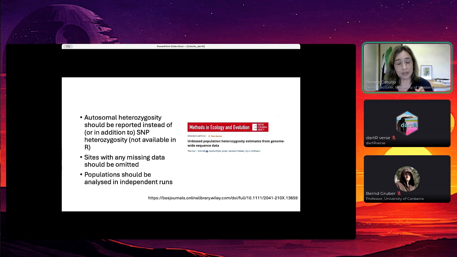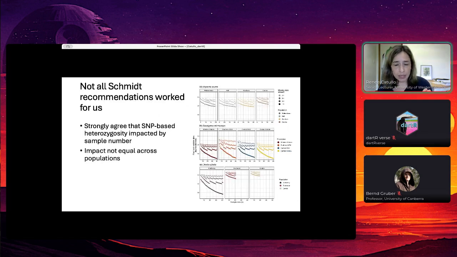And I definitely agree that autosomal heterozygosity is, for lots of things, especially if you don't have a reference genome, what you should be reporting. And they said remove sites with any missing data, and populations should be analyzed in independent runs. We did parts of this in our paper because we found that those didn't all totally agree with us. We strongly agreed that SNP-based heterozygosity is impacted by sample number.